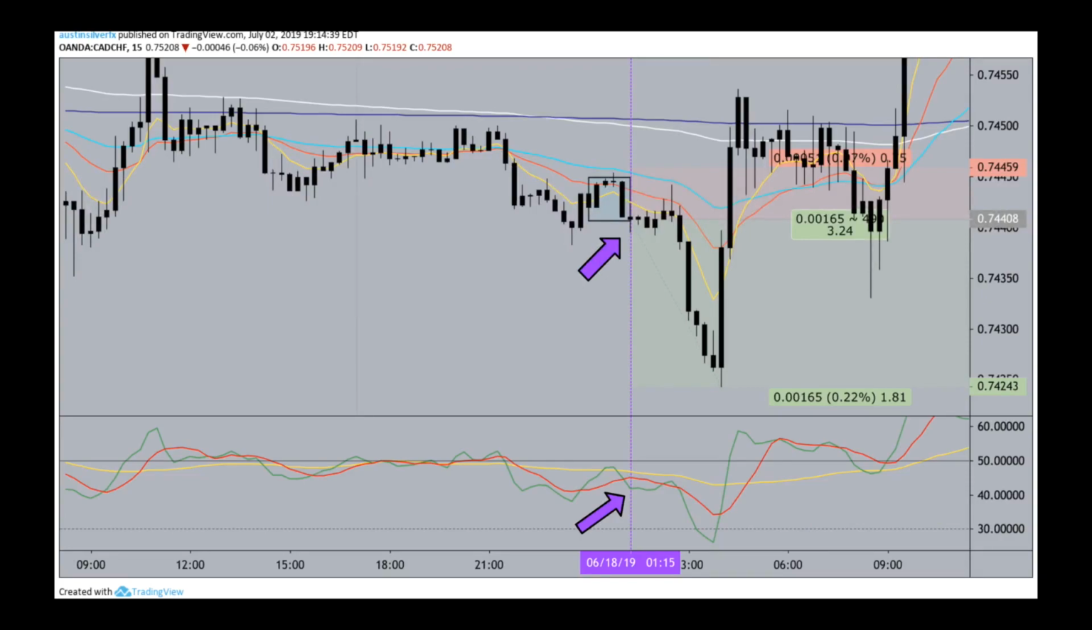So here, another example, CAD CHF. This is a 4-candle formation off the 21. Nice little pin there to the 50. This is after a shift candle overnight. So you see the consolidation overnight.